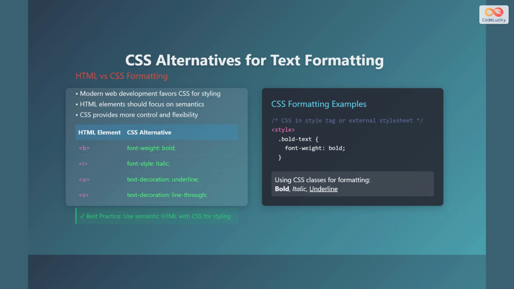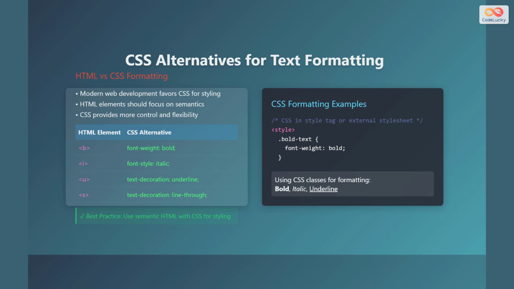The B tag is replaced with the font-weight: bold property in CSS. The I tag is replaced with the font-style: italic property. The U tag is replaced with the text-decoration: underline property. The S tag is replaced with the text-decoration: line-through property. It is best practice to use semantic HTML with CSS for styling.